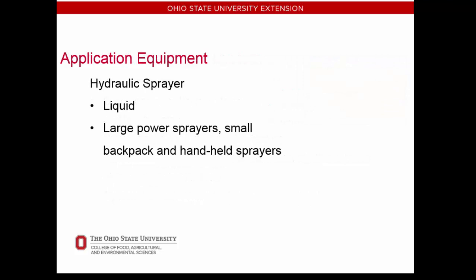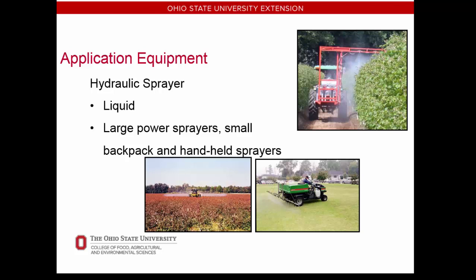Okay, let's shift to looking at some different types of application equipment and their major components. We won't cover all the different types, such as specialty equipment used for termite seed treatment and stored grain. If we look at turf, ornamental, forestry, and agricultural applications, the hydraulic sprayer is the primary piece of liquid spray application equipment. Hydraulic sprayers range in size from handheld and backpacks to small, medium, and large power sprayers.